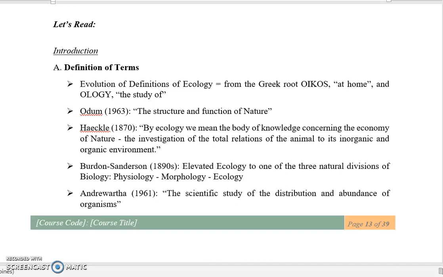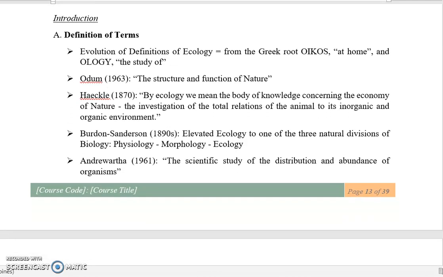other. Now, also in 1961, Andrewartha defined ecology as the scientific study of the distribution and abundance of organisms. Now, if you just observe in every place, there is something unique, like unique environmental features, unique organisms, unique plants and animals that are present in that particular area. Okay? That is why Andrewartha in 1961 defined ecology as the scientific study of the distribution and abundance of organisms.